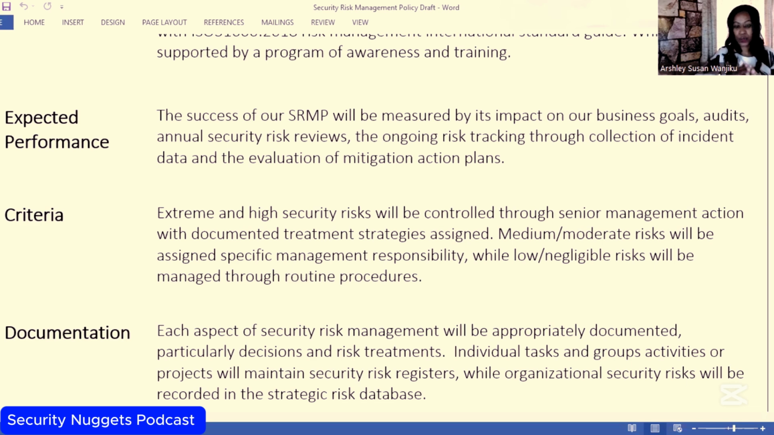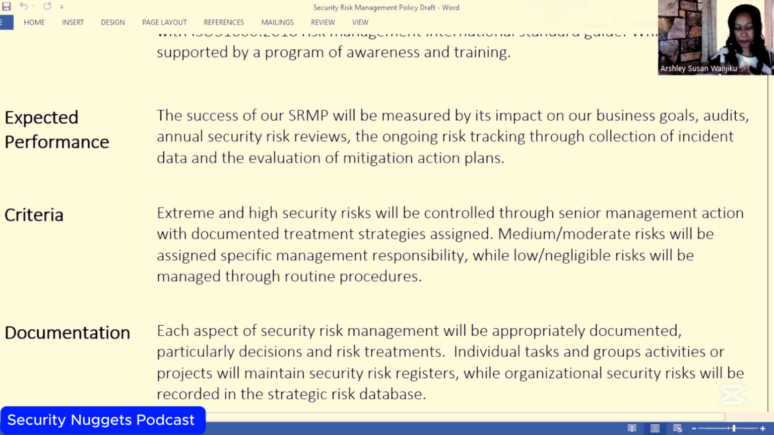But again, we also have to outline how we intend to continuously monitor the program's performance. How are we going to monitor it? We are going to do audits. We are going to do annual security reviews. We are going to keep tracking the performance of the mitigations that we are executing. We are going to keep tracking the incident data that we are having, and so on. So that needs to feature in the policy itself, okay?